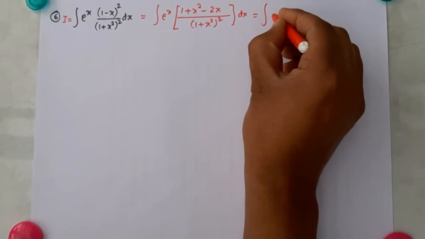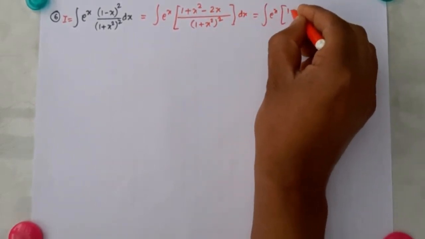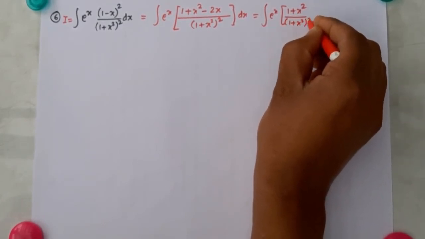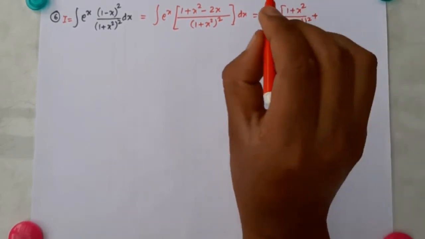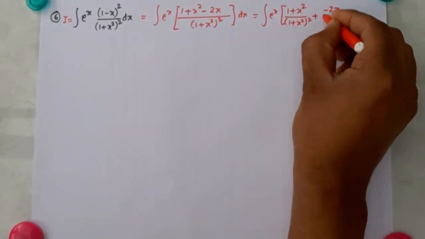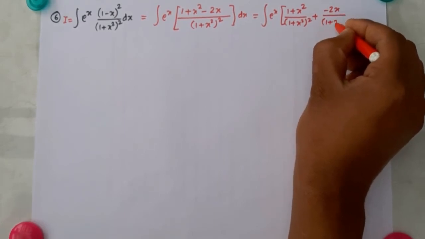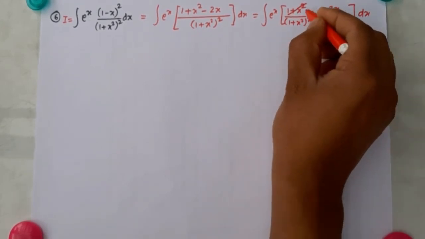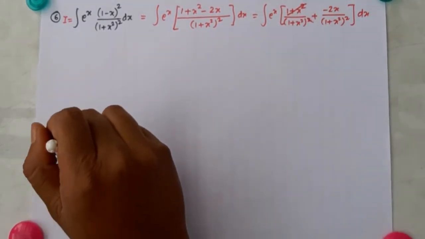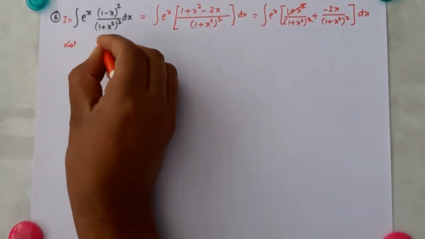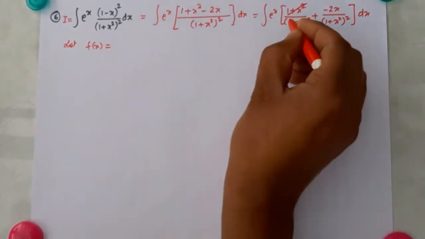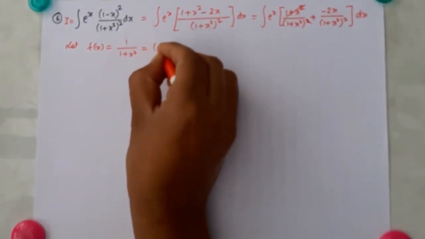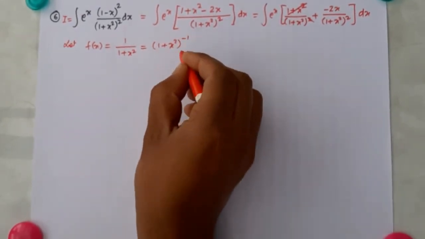So this is integral e to the power x, 1 plus x square by (1 plus x square) whole square, plus minus 2x by (1 plus x square) whole square dx, isn't it? So this and this get cancelled, and only 1 by 1 plus x square is left. Now I am going to call this f(x) equal to 1 by 1 plus x square, which in turn can be written as (1 plus x square) to the power minus 1.